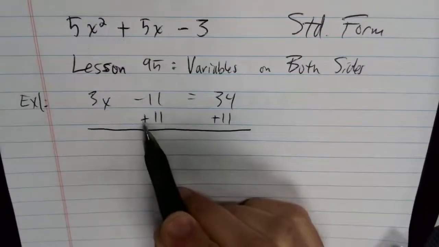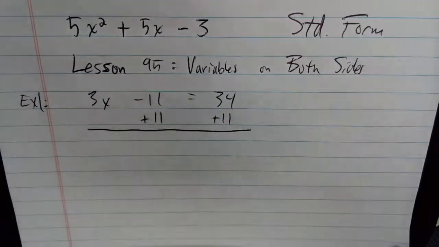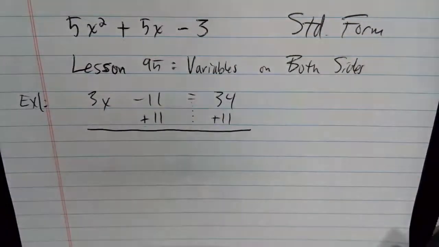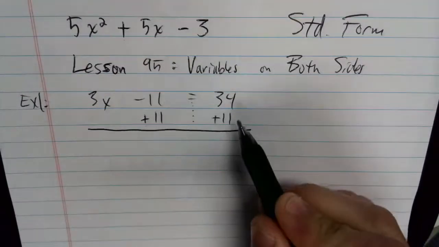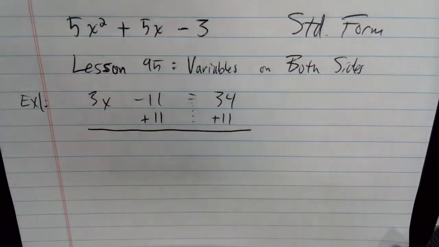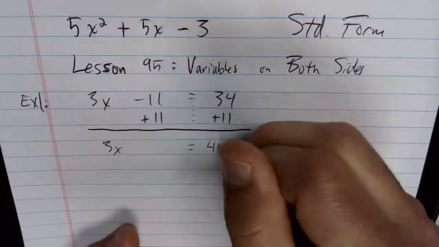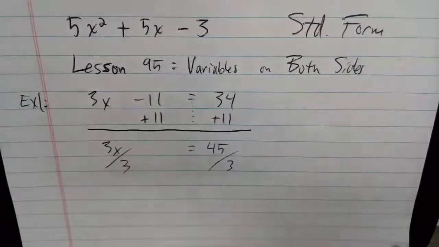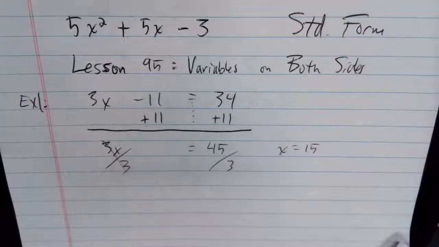Why did we have to add, though? I was moving the 11 to the opposite side of the equal sign, so I've got to do the opposite operation. Does everybody hear that? I had to move it to the opposite side. I had to do the opposite operation. Keep that simple idea in mind. So we end up with 3x equals 45. Divided by 3. Now it should be almost mechanical, like automatic. Just divide both sides, and you're going to get x equals 15. Okay?